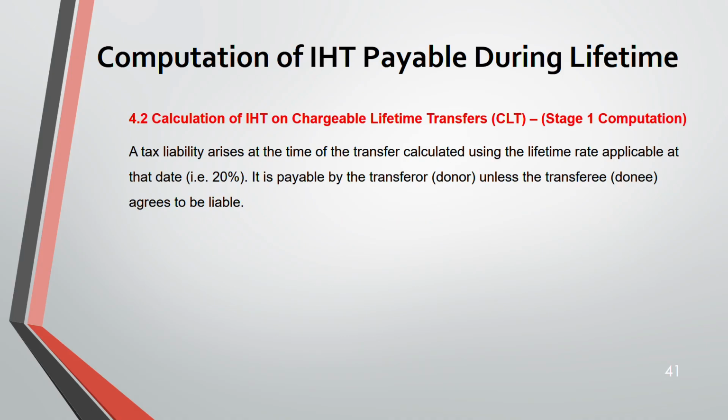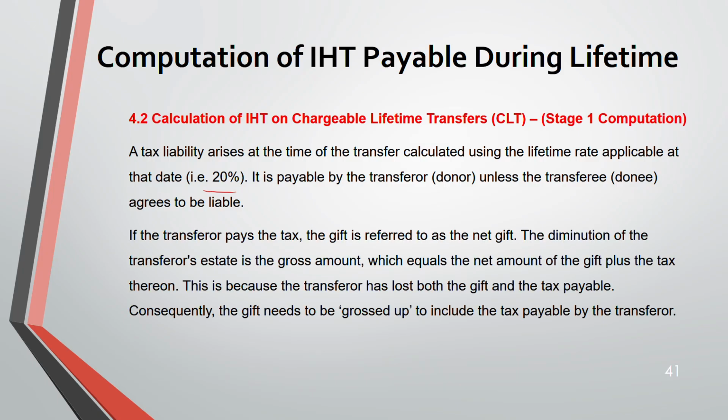Now, a tax liability arises at the time of transfer, calculated using the lifetime rate applicable at that date. 20% is paid. So it is payable by the donor unless the transferee agrees to be liable. Okay? Donor pays it. If the transferor pays the tax, the gift is referred to as a net gift. And your transfer of value is a gross amount. You can't deduct a net amount from the gross amount. It has to be gross. So you have to gross up, which equals the net amount of the gift plus the tax thereon.